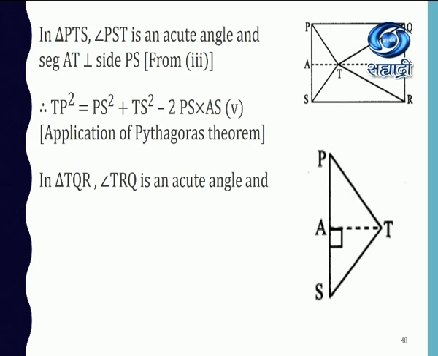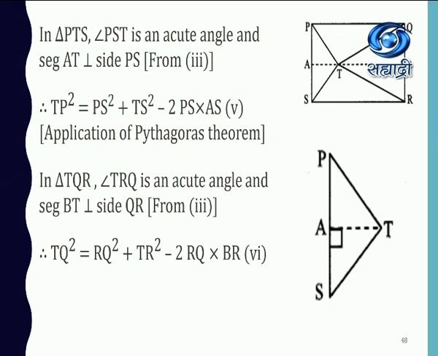Application of Pythagoras theorem. If we consider triangle TQR, you can see over here in the figure, again angle TQR is an acute angle and BT is the perpendicular drawn to QR. So again if we use the application of Pythagoras theorem, we will get TQ square is equal to RQ square plus TR square minus 2RQ into BR.